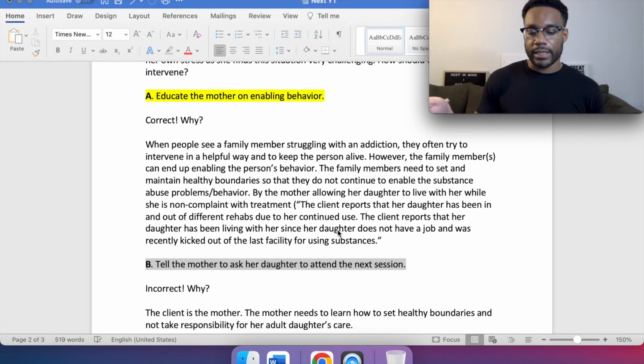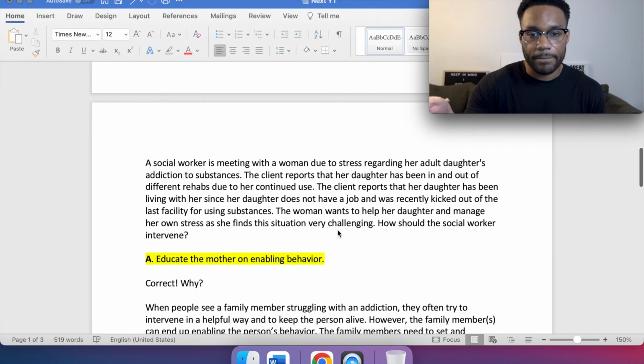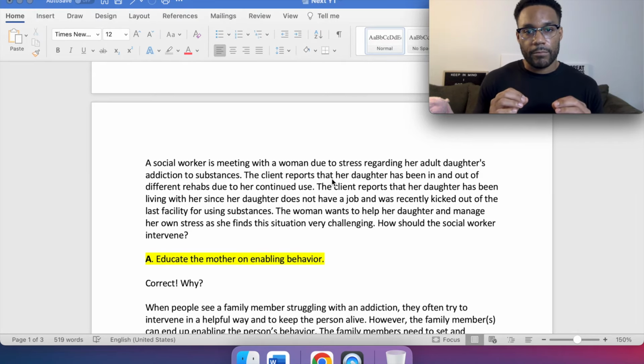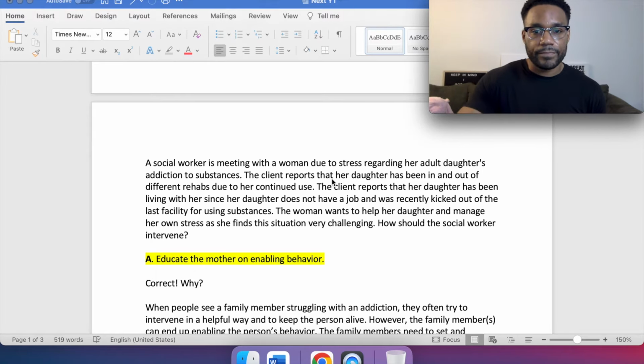There's a difference between providing them with resources, but again, due to the context of the question where it's saying the daughter has a track record of non-compliance for treatment, right? We want to look at the details of the question. It says right here again, the client reports that her daughter has been in and out of different rehabs due to her continued use. The client reports that her daughter has been living with her since her daughter does not have a job and was recently kicked out of the last facility for using substances.